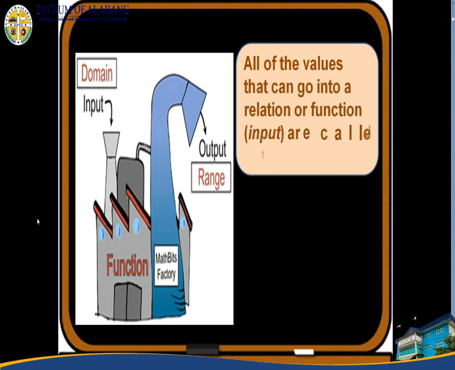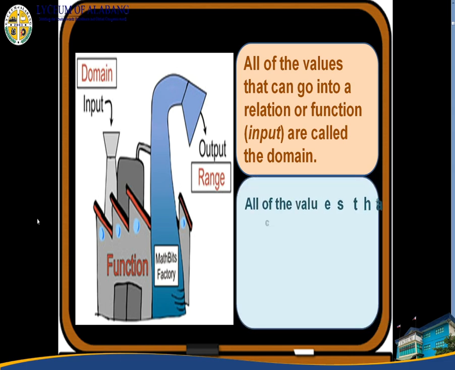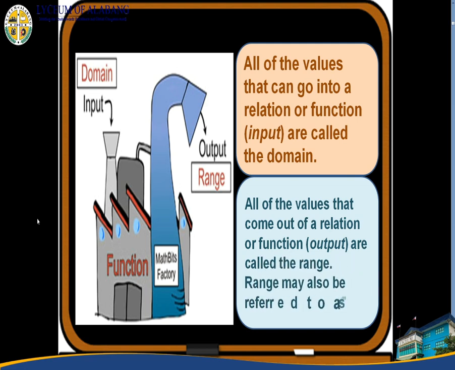All of the values that can go into a relation or function are called the domain. And all of the values that come out of a relation or function are called the range. Range may also be referred to as image. Note that both relations and functions have domains and ranges.